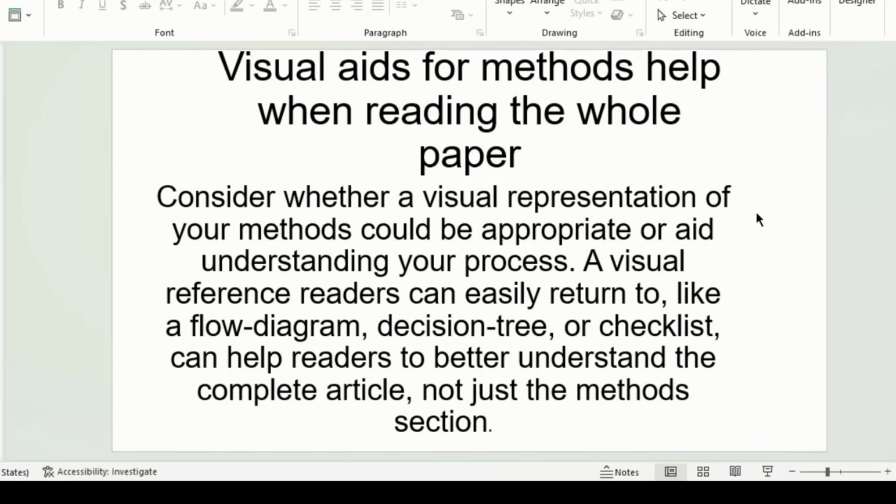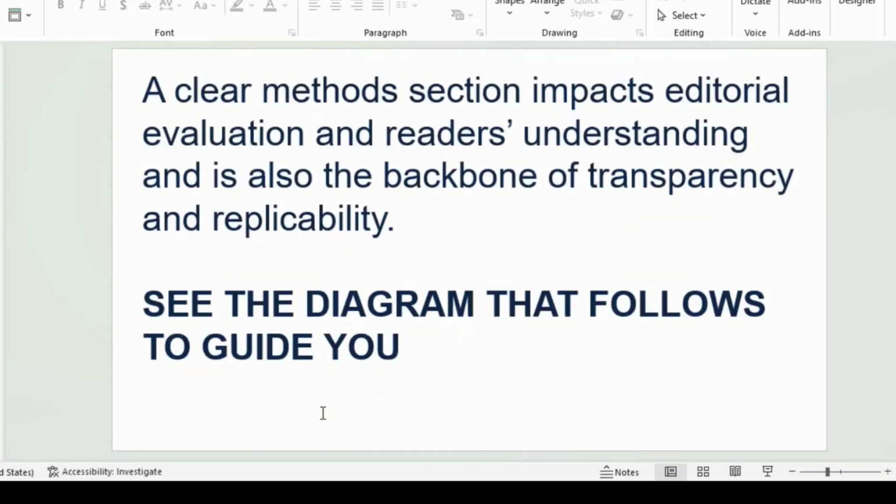When you write, who are you targeting? Are you targeting people who will understand you? Are you targeting people whom you will make sure that you will reach? If it's an awareness, like I spoke about, some articles are just an awareness of something, then you've got to be careful how to use your visual aids. A clear method section impacts editorial evaluation and readers' understanding, and is also the backbone of transparency and replicability.